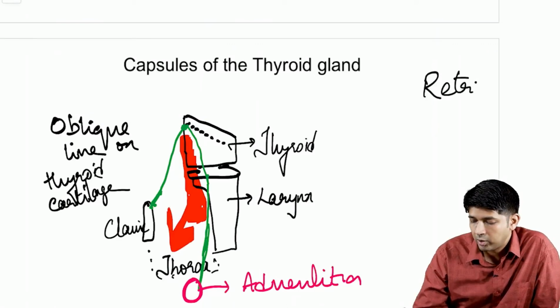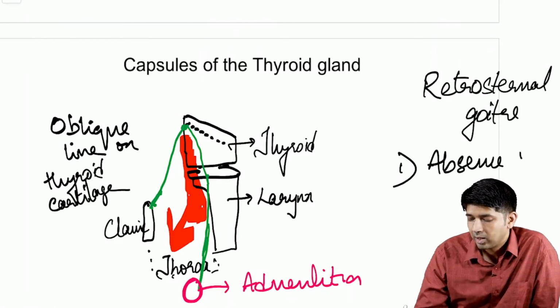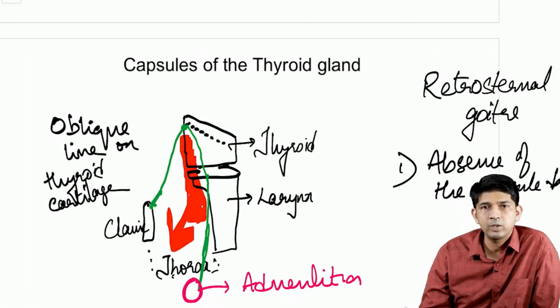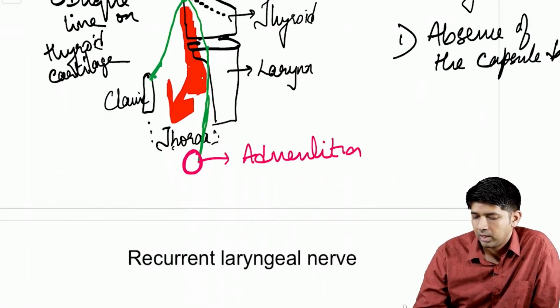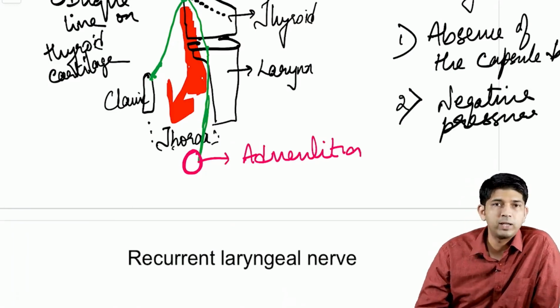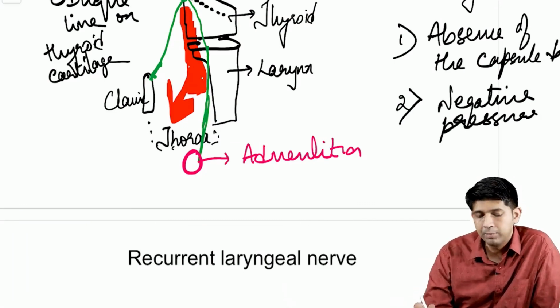So the reasons for a retrosternal goiter is, the first one is absence of the capsule inferiorly. Alright, inferiorly there is absence of the capsule. The second reason will be the negative pressure of the thorax. So commonly you guys tend to say negative pressure as your first point. Okay, the answer is actually the absence of the false capsule inferiorly.